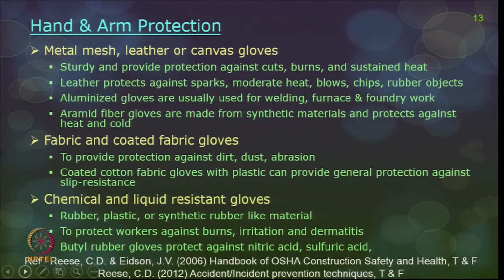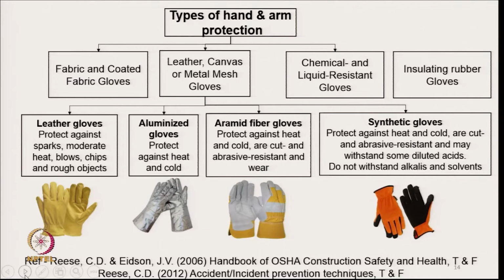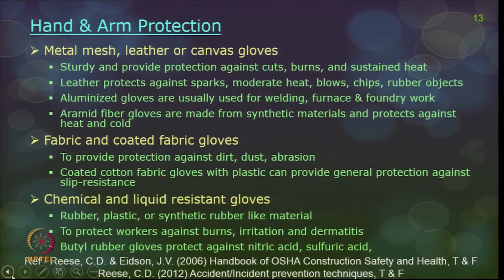Now, let us talk about the fabrics with which the gloves are made. One is metal mesh, leather or canvas gloves. The second one is fabric and coated gloves. The third one is chemical and liquid resistant gloves. And we also have something called synthetic gloves. So, these are the different varieties of gloves, and the picture shows you the different varieties.